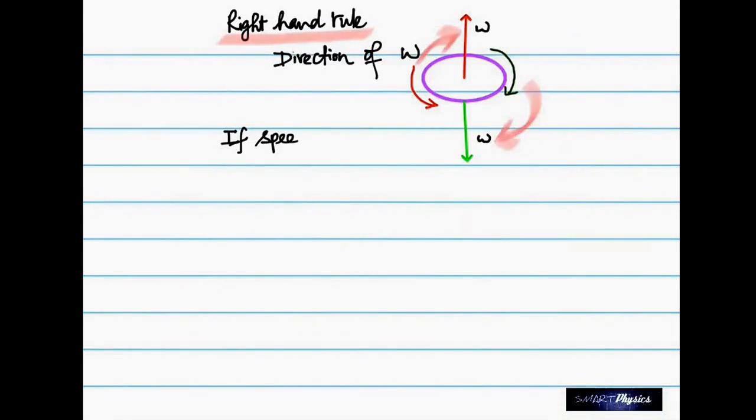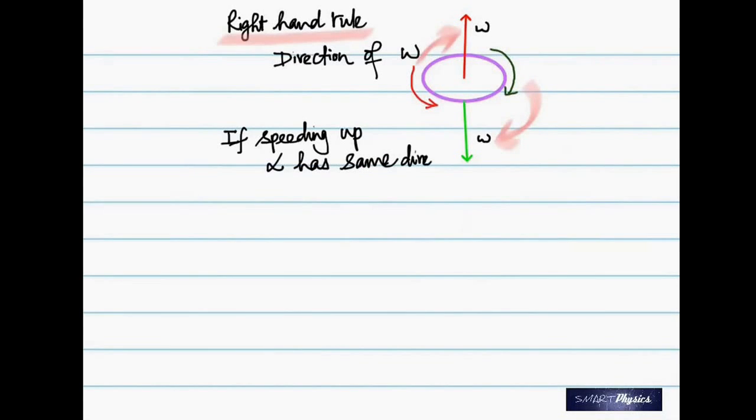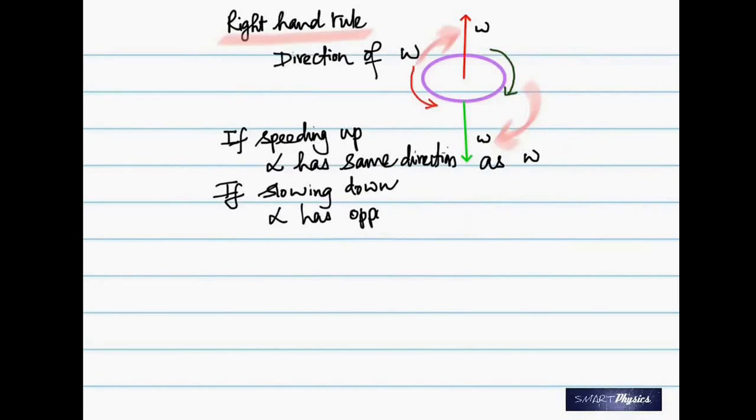Okay, I'm going to write that down. If speeding up, alpha has the same direction as omega. If slowing down, alpha has opposite direction as omega. So now I've given you the direction of acceleration.